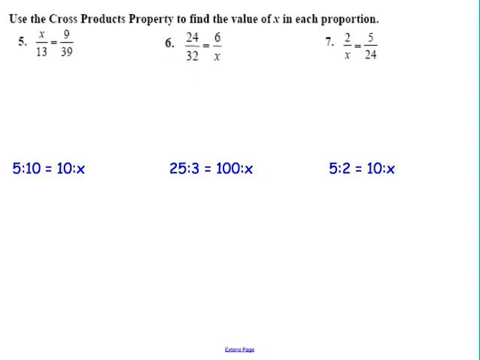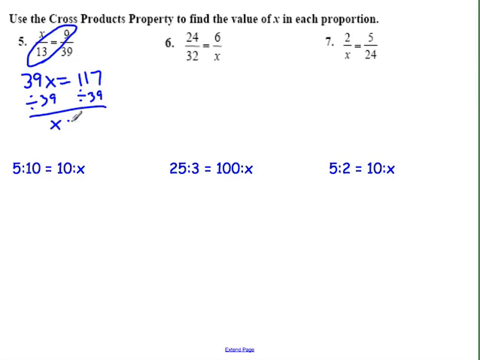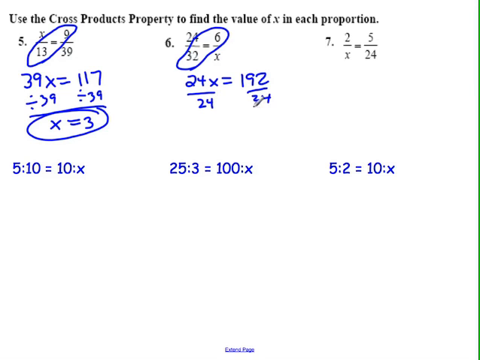Over here, we would have x times 39, so we'd have 39x equals 13 times 9. 13 times 9 is 117. I'll then divide by the coefficient in front, so divide by 39 on both sides. That would give me x equal to 3. In this case, I'd have 24 times x equals 32 times 6. That equals 192. When I divide both sides by 24, I get that x equals 8.